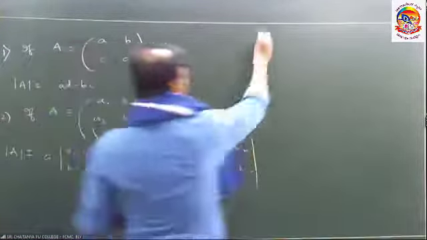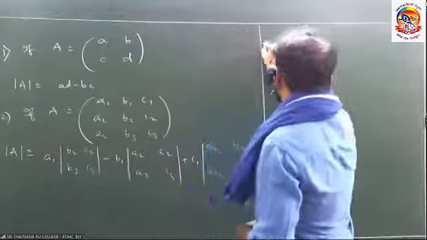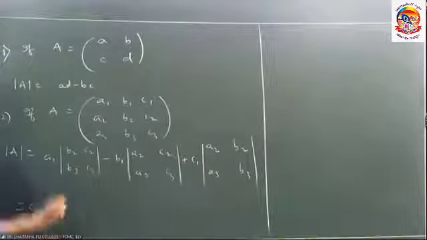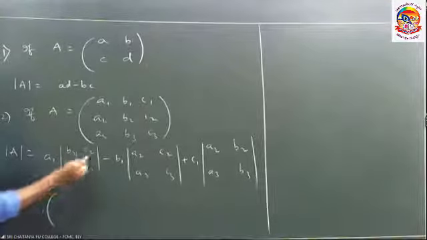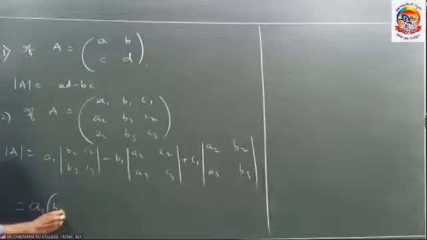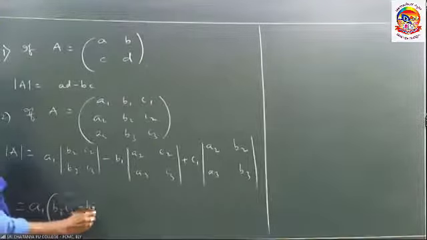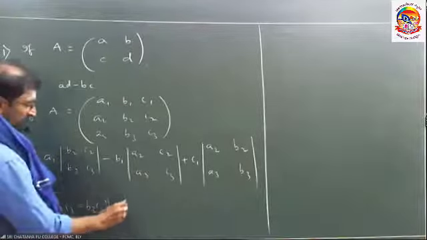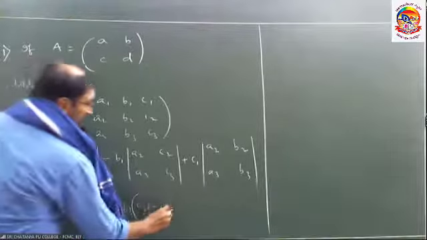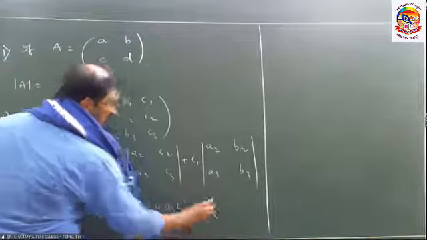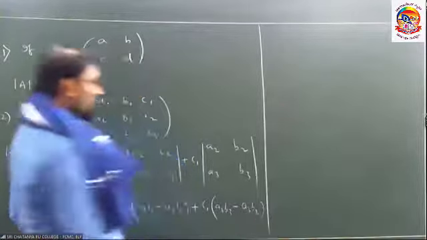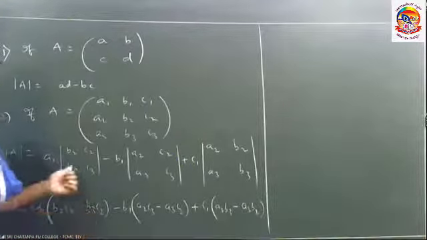Now find the determinant of the 2 by 2 matrices. That means, which is equal to, observe here, a1 into the same ad minus bc, which means b2c3 minus b3c2, minus b1 into a2c3 minus a3c2, plus c1 into a2b3 minus a3b2. Generally, this is the way of expanding a 3 by 3 matrix.